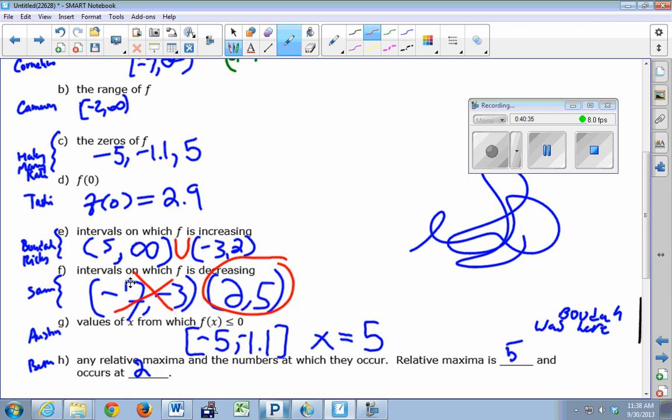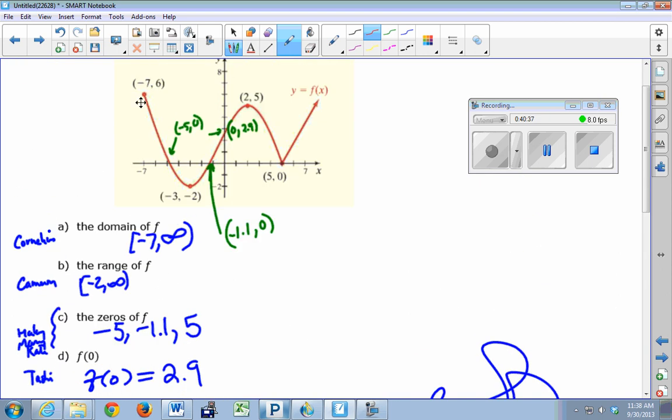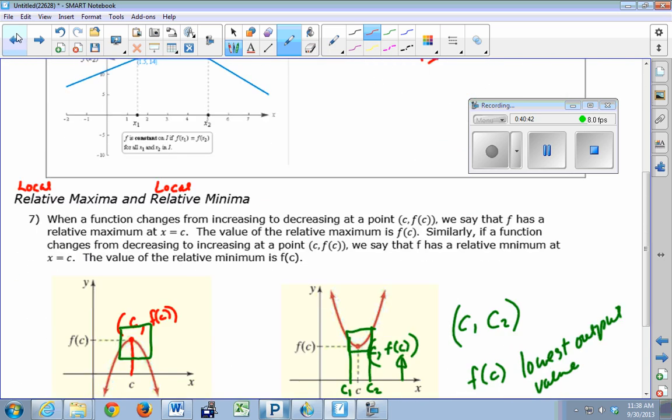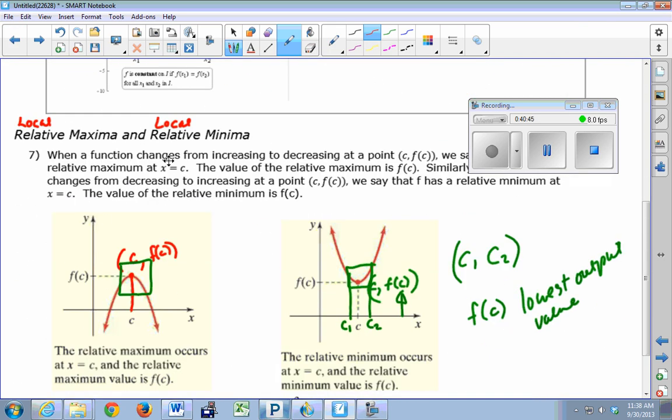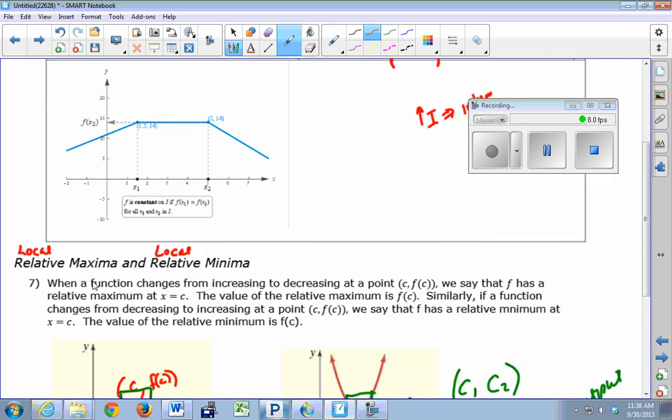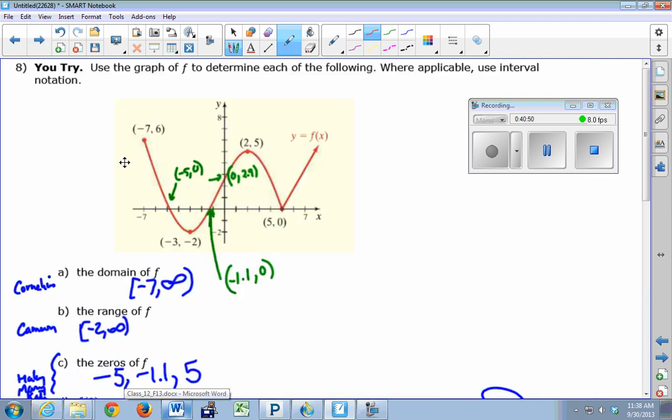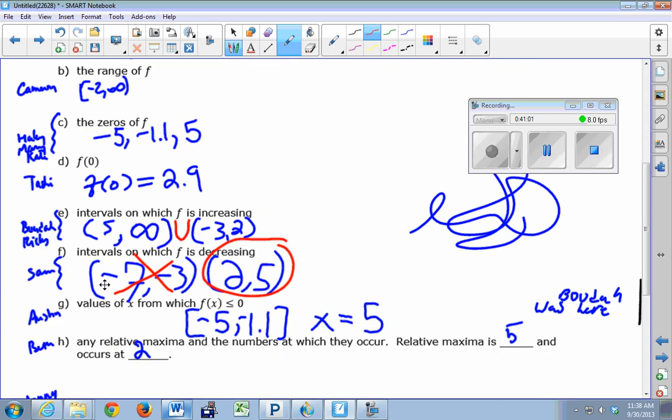Okay, so why am I disagreeing with this first interval from -7 to -3? Go back to your definition. To be a relative maximum, your function has to change from increasing to decreasing. Is your function changing? Is there anything to the left of -7? No, there's no function there, so you can't change from increasing to decreasing at that point. So this is not a relative maximum.